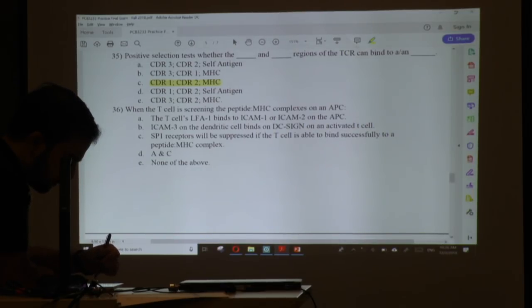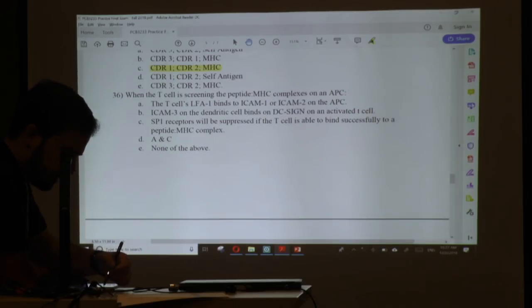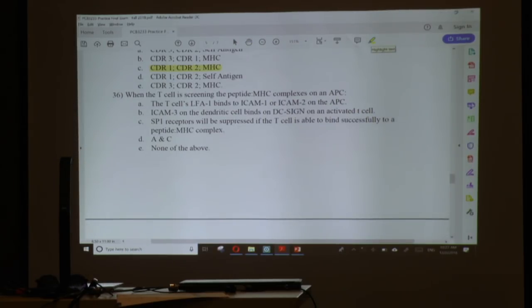So 36, this is asking that when a T cell is screening the peptide MHC complex on an APC, the T cell's LFA1 can bind to ICAM1 and 2 on the APC. ICAM3 on the dendritic cell binds to DC-SIGN on an activated T cell. And then S1P receptors will be suppressed if the T cell is able to bind successfully to the peptide MHC complex. So, really quick, T cell activation.